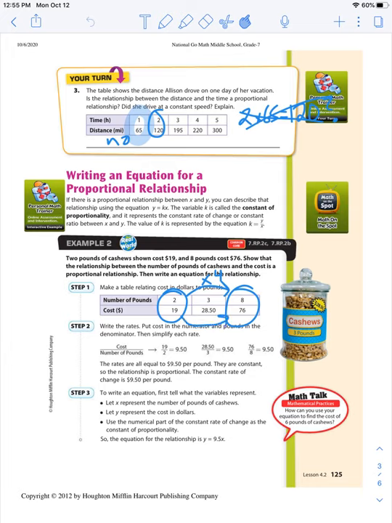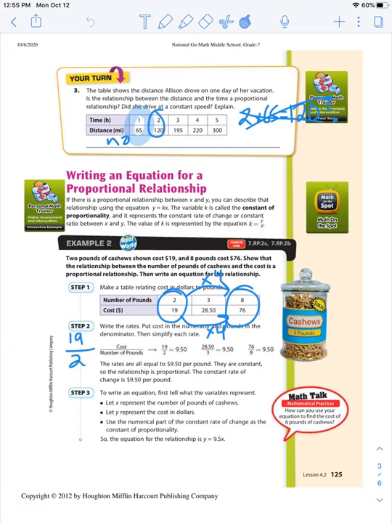And let's see, is 19 times 4 76? And it is, so that is a proportional relationship. 2 over 19 is equal to 8 over 76. So now that we know the rates, we need to write an equation for the relationship. To do this, we are going to find the unit rate, or we're actually going to find the cost per pound. So I know 2 pounds cost $19, or $19 per 2 pounds.